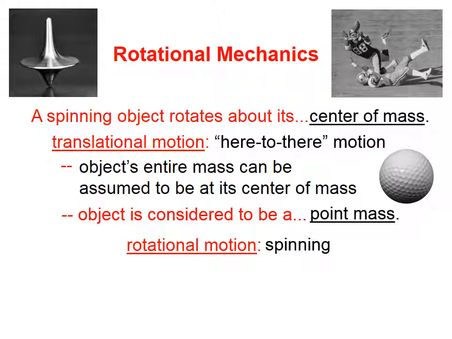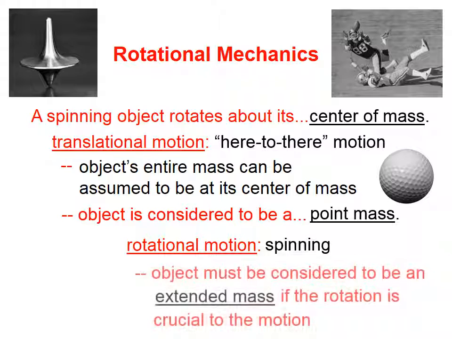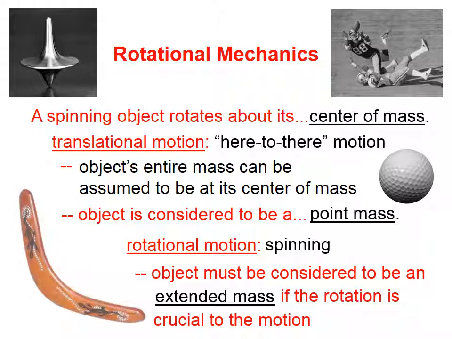In rotational motion, of course, what we're talking about is some sort of spinning or circular motion. In rotational motion, the object is usually considered to be an extended mass because the rotation is crucial to the motion. So in a boomerang, if we're studying all the aspects of its motion, we have to take into account its rotational aspects, so we could consider the boomerang to be an extended mass.